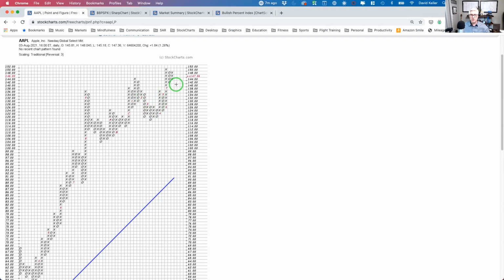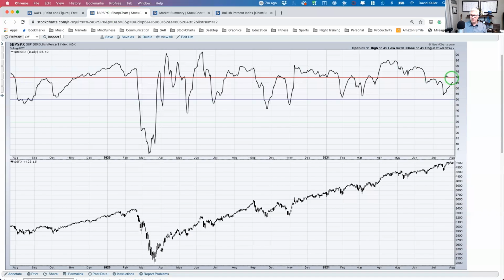Okay, you go to the next one. You go through all 500 charts. And this indicator right here called the Bullish Percent Index tells you that 65% of the S&P 500 members, just like Apple, are in a buy signal right now on their point and figure charts, which means 35% are on a sell signal because it's binary. You have to be one or the other.